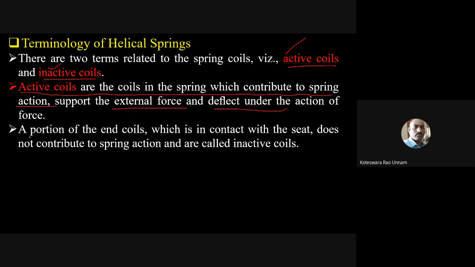Whereas in the case of inactive coils, a portion of the end coils, especially the inactive coils, are generally the end coils only, which are in contact with the seat. That means where you are placing the spring, the top coil or bottom coil is in contact with the seat, so they cannot deflect. They do not contribute towards the spring action. Therefore they are called inactive coils.